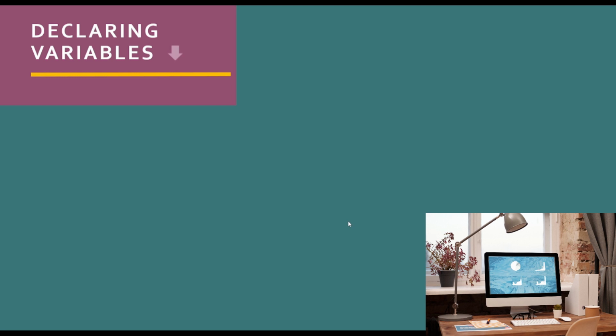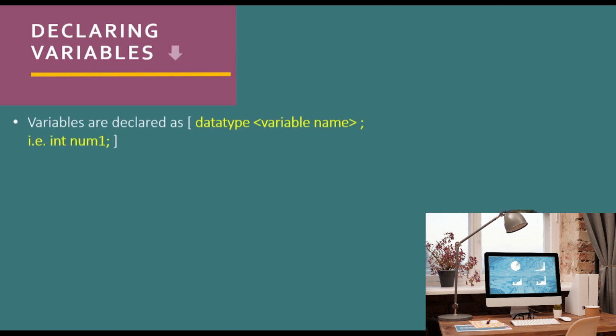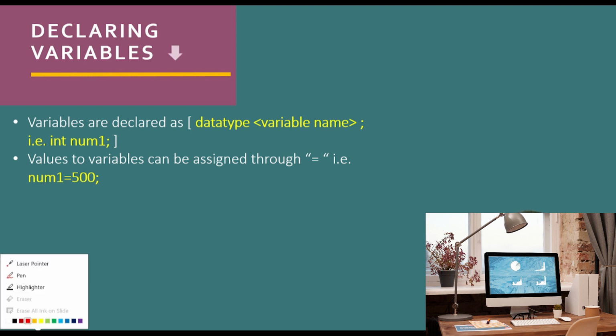So next in the list is how do we declare variables? Declaring a variable is quite easy. All you require is to write a data type first, what kind of data type, and the variable name. For example, int and num1. Int is a data type, and num1 is a variable name. Variables can be assigned values through equals to, for example, I'm trying num1 equals 500. So what I'm trying to do is assign 500 to num1.